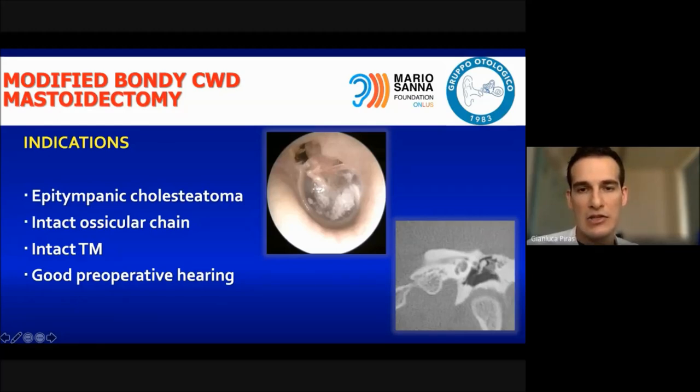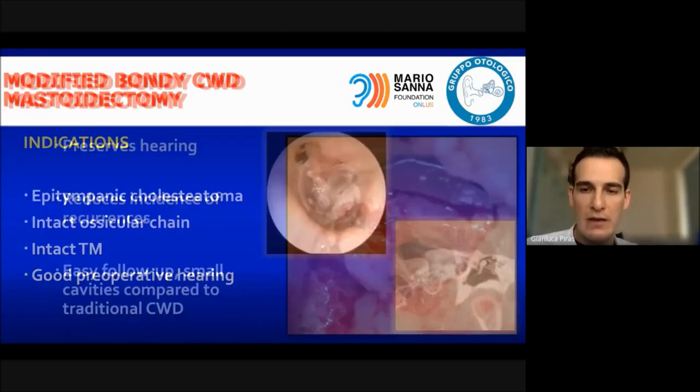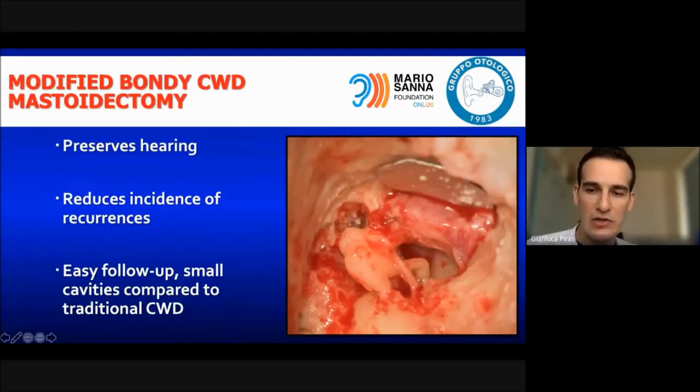Bondy did an enlarged atticotomy without removing the mastoid. We do a canal wall down mastoidectomy, leaving the ossicles in place. In this way, you can have in one single surgery preservation of the ossicular chain and removal of the cholesteatoma. And you have very, very few recurrence rates. Consider that if you have to deal with a recurrence in a canal wall down tympanoplasty, it means pearls in the cavity that you can remove even in your office. It's not a real recurrence.